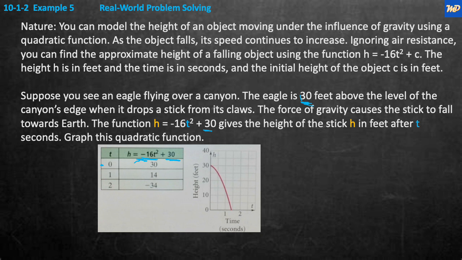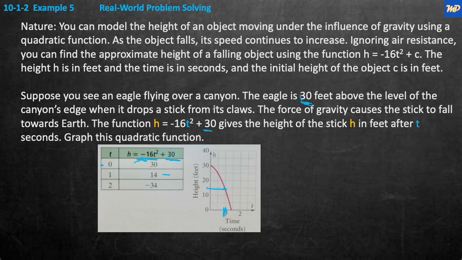Okay? So after 1 second, if you put 1 in here, 1 squared is 1, 1 times negative 16 is negative 16. 30 minus 16 is 14 feet. And if you look at our little graph, here's 1 second in time right here. It's kind of hard to see, but it's right in there somewhere at about 14 feet, a little below the 15 mark.